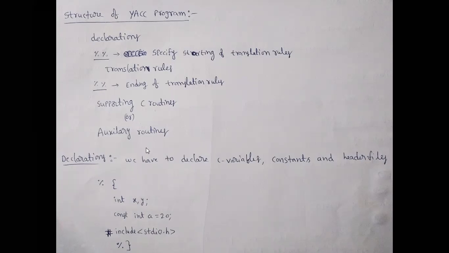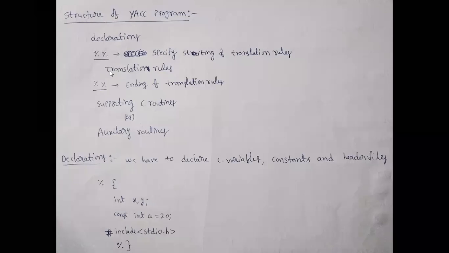To write the declaration section, we use the syntax percentage open curly brace and percentage closed curly brace. In between these, we specify the declarations of C variables, C constants, and header files, whatever is required. So this is the declaration section.